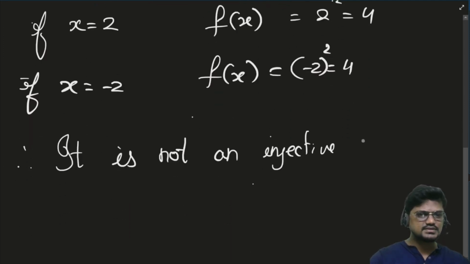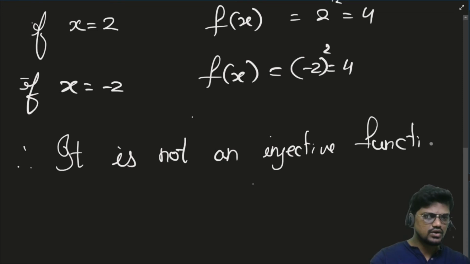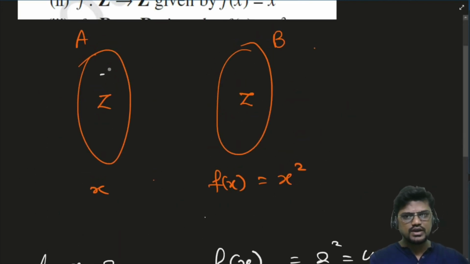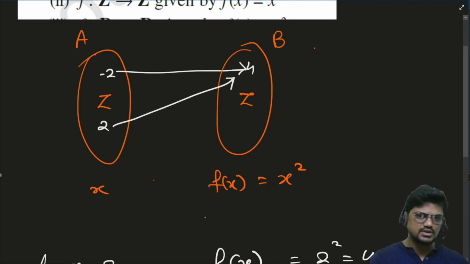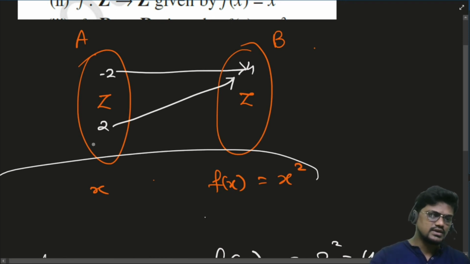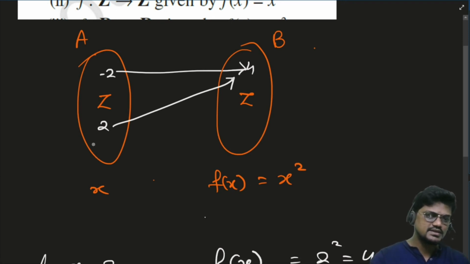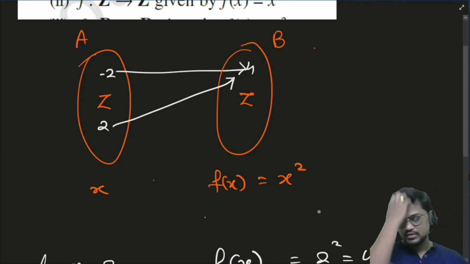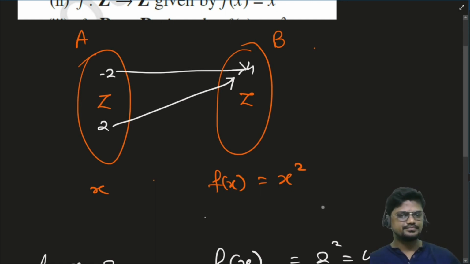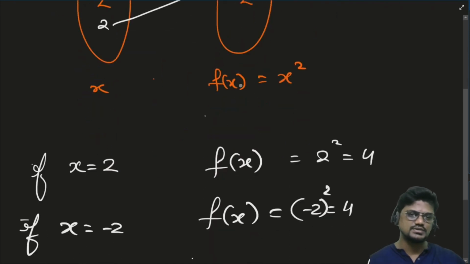Is this clear, guys? This is not an injective function because for two childs I'm getting the same mother, that is the 4. See, if I write minus 2 and over here 2 and over here this 4 is there, 2 will be related to 4 and this minus 2 is also related to 4 as per the given function. Is this clear, guys? Please type yes or no. Yeah, okay, very good, Sneha. Both will have the same mother, that's why it is not a 1-1 function, right?